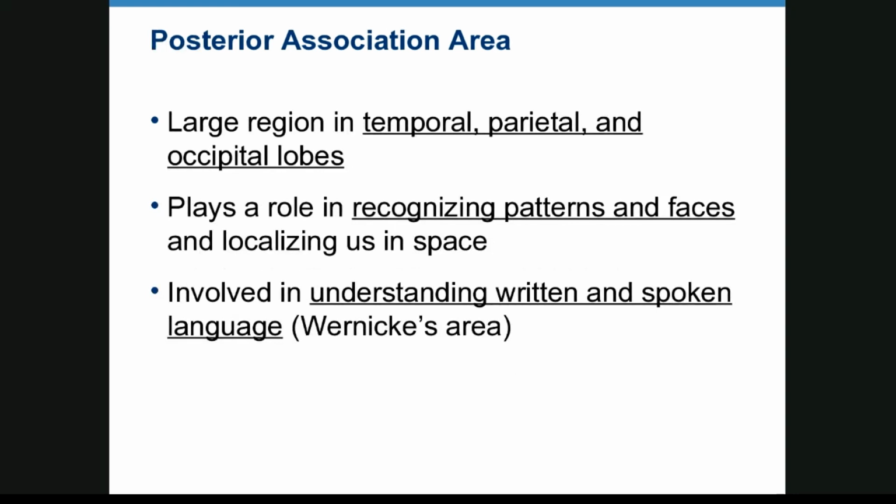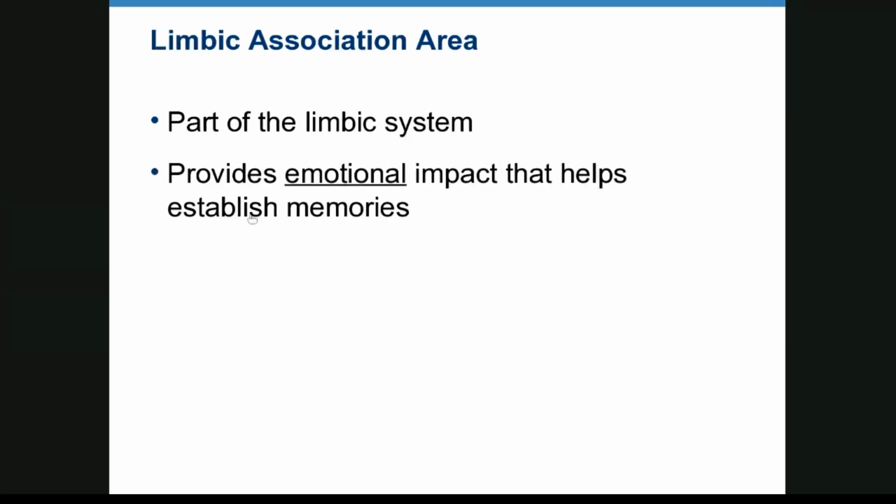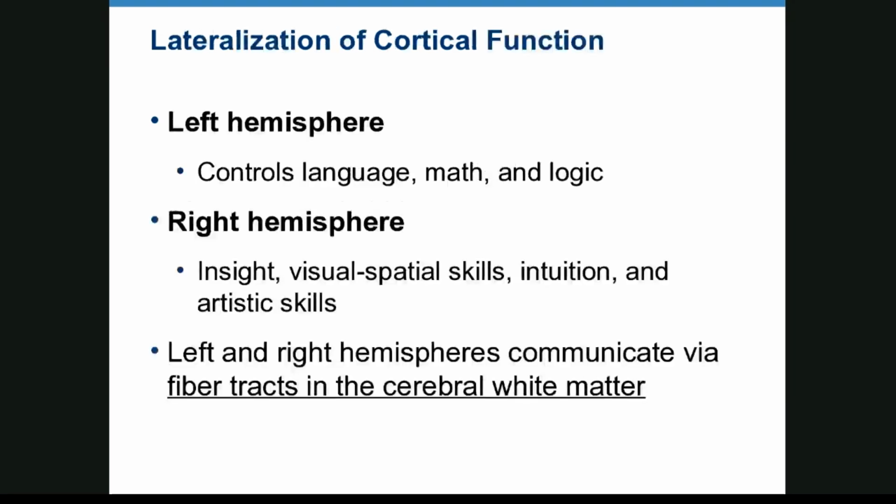The posterior association areas are the temporal, parietal, and occipital lobes, involved in recognizing patterns and faces, and then understanding written and spoken language, which is the Wernicke's area. The limbic association area is your emotional impact. It also helps to establish memories. Now we'll look at specific areas, but we'll look at the limbic system functionality.